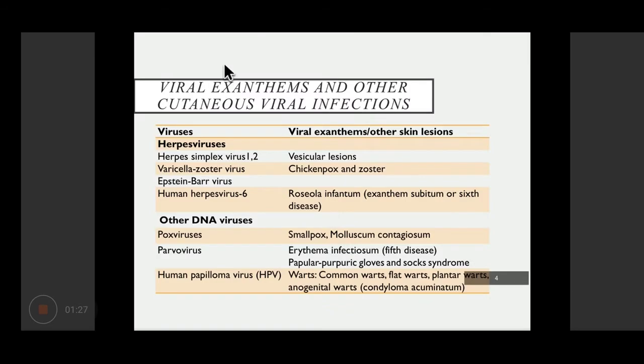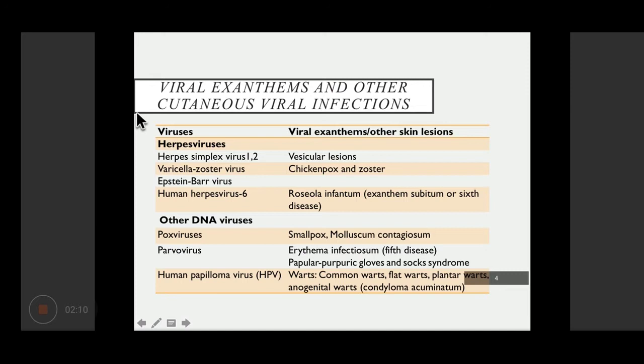So this is the list of various viruses that are capable of causing exanthems or any other form of skin lesions in human beings. The important ones include the entire group of herpes viruses, namely HSV 1 and 2, Varicella Zoster virus, which causes chickenpox and zoster, Epstein-Barr virus, and human herpes virus 6. Out of the entire group, these 4 or 5 viruses can cause viral exanthems. Then herpes virus 6 causes roseola infantum, which is also known as exanthem subitum or the 6th disease.